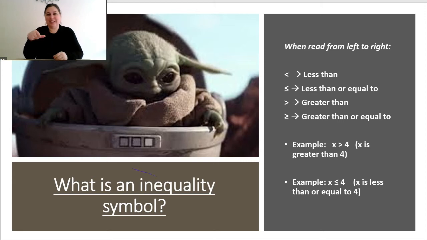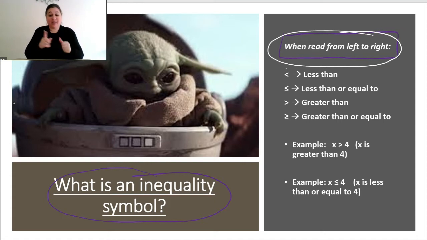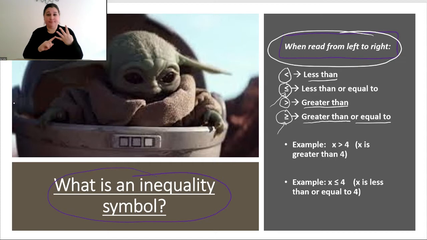All right, what is an inequality symbol? Well, when you read it from left to right, this symbol represents less than. This symbol represents less than or equal to because it has that little line on the bottom. This one represents greater than. And this one with the little line on bottom represents greater than or equal to. You do need to remember what these symbols mean because we're going to be using them in the future as well, and definitely in this lesson.